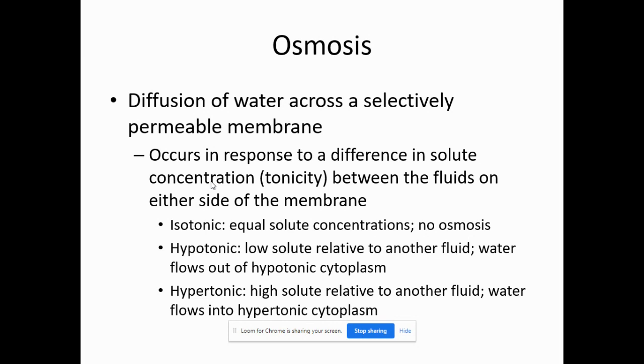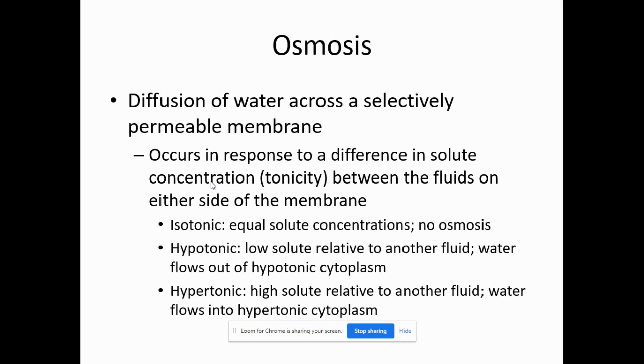In an isotonic environment, the solute concentrations of the fluids on both sides of the membrane are pretty equal. There's no net movement of water, no osmosis. There's also no net movement of the molecules of the solutes.